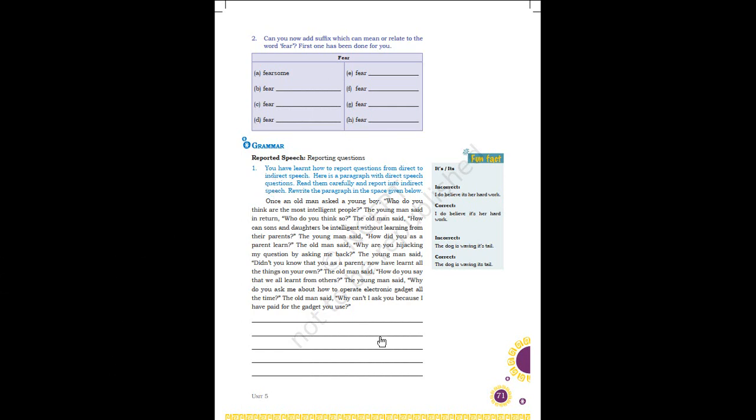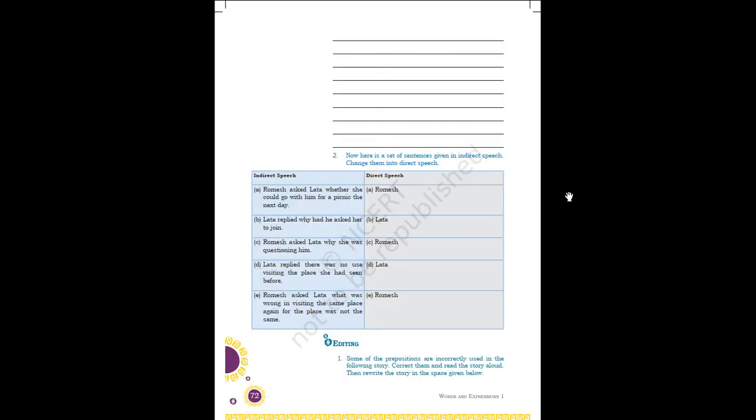So I am sure you will be able to write, children. Any doubts you can discuss in the online class. So next, here again, next page number 72, the indirect and direct speech. Here, in the indirect speech they have given everything. You need to change it into direct speech here.